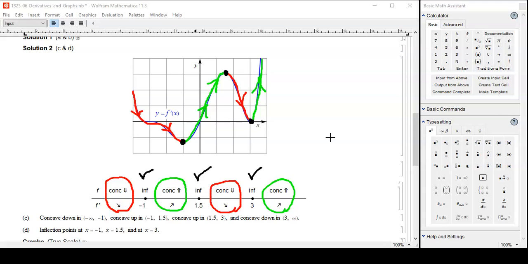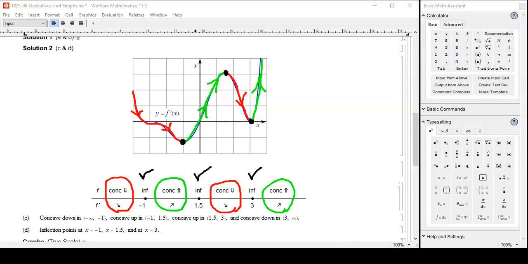What do we look at? Whether the derivative function is going up or down. All right? Do not look at whether the derivative function is going up or down in part 1 and part 2. In part A and B, don't look at those. If you do, you're going to get an automatic 0. Now for part C and D, that's what you're supposed to look at.